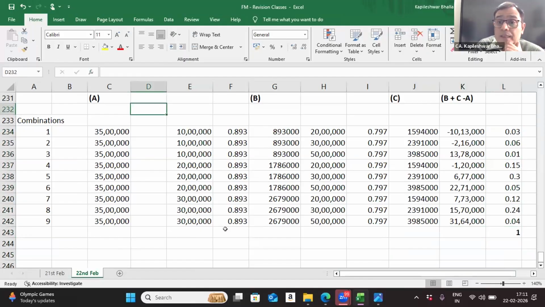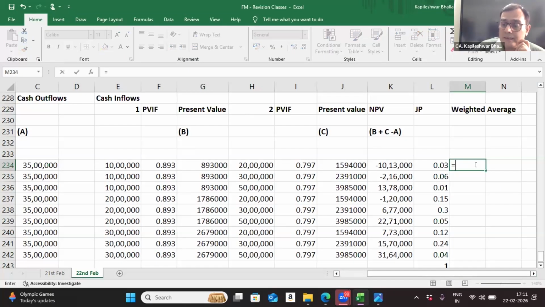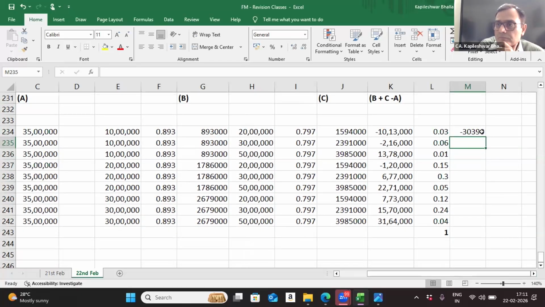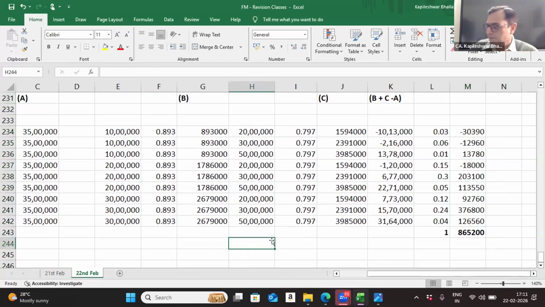Okay, now let's look at the input. First, we need an expected NPV. So can I say to calculate the expected NPV, we should multiply the NPV into the joint probability. And then we can just take the figures as it is. And let's take the sum total of this. So I think this is my expected NPV. That is 865,200 is the expected NPV. Now this answered only the first requirement of the question. So now let's go further.